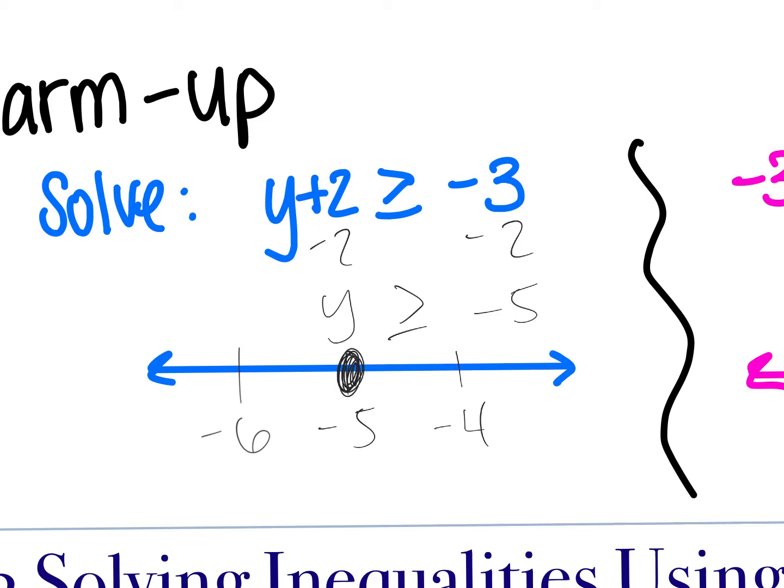Good. And Casey, which direction are we going to shade? Right. Why? Because the arrow is facing to the right. Good. If there was an imaginary arrow in here, the arrow would be facing to the right.